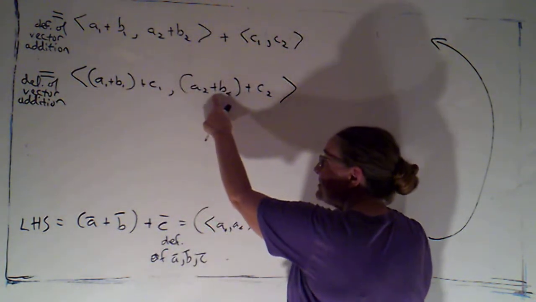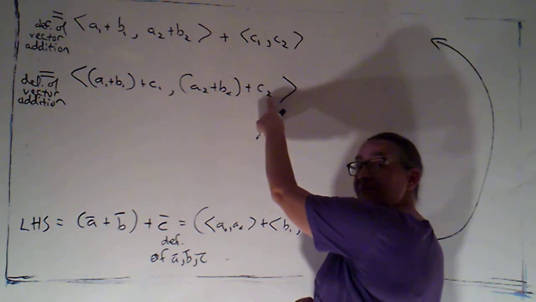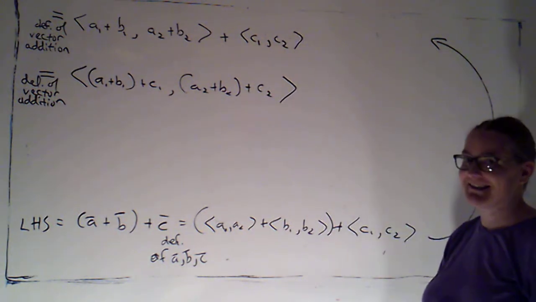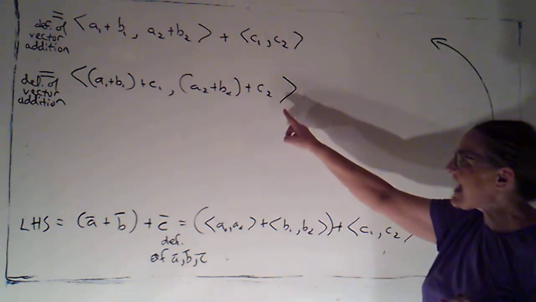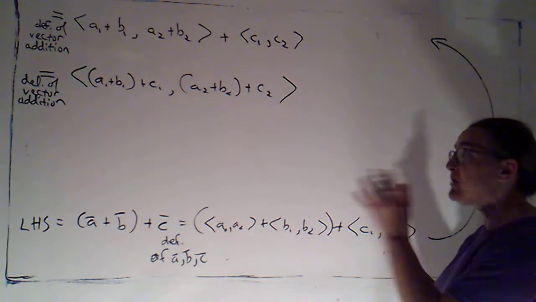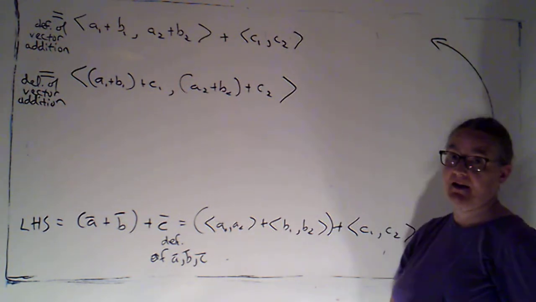Second component of the first vector, second component of the second vector. Those parentheses are necessary. Okay, that's actually the crux of this proof. That's why we're going to have this associative property.